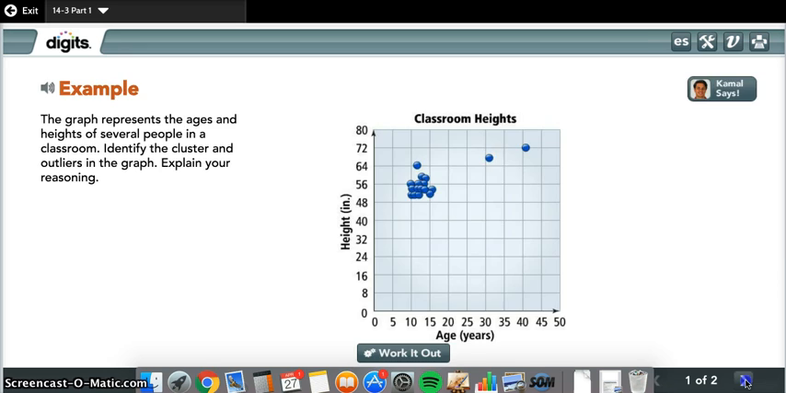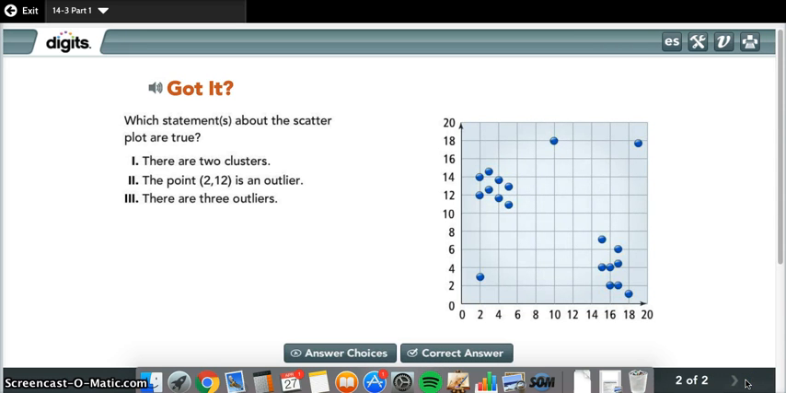This is the cluster. So now, which one of these statements is true in your student companion book? Option 1, are there 2 clusters? Option 2, the point 212 is an outlier. Or option 3, there are 3 outliers. So which ones are true?